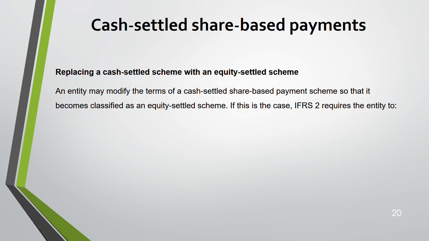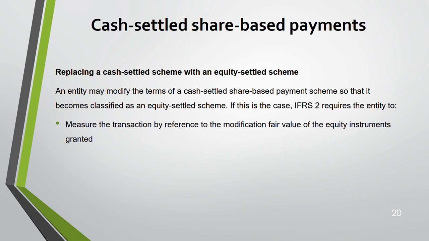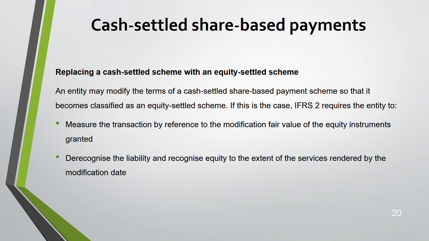Replacing a cash settled scheme with an equity settled scheme. Yes, it's possible. You can sometimes modify the terms of a cash settled to equity settled, right? When you modify the terms of the cash settled, it sometimes becomes an equity settled. So what should you do in that case? IFRS 2 says you have to measure the transaction by reference to the modification fair value of the equity instruments granted. Derecognize liability because you are changing from cash to equity and recognize equity.